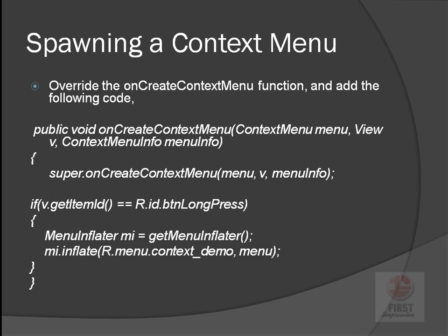I hope this makes sense to you. I'll just reiterate some things again. Whenever you long press on a control that has been registered for a context menu, then onCreateContextMenu is called. Inside this onCreateContextMenu, you get the view which was long pressed. With that view, you get the ID of the view. If that ID was the same as the ID of the long press control, then we call the menu inflater service and we inflate the menu on the screen.